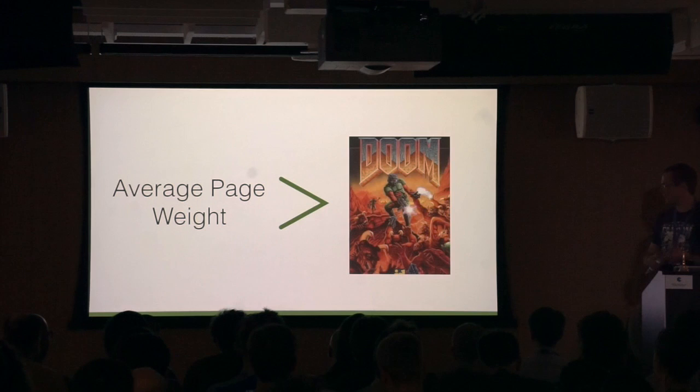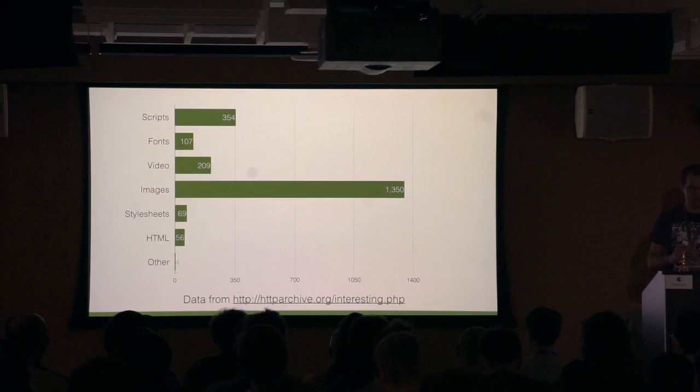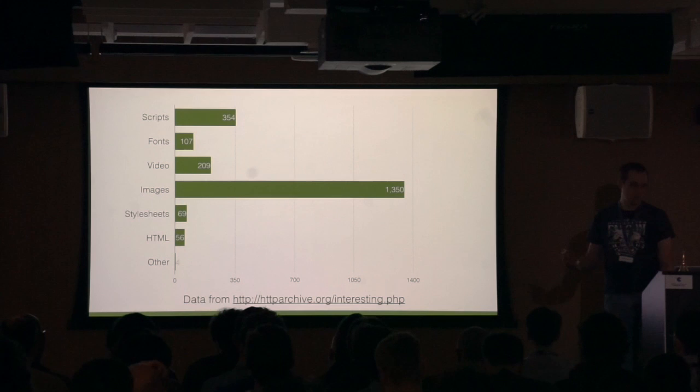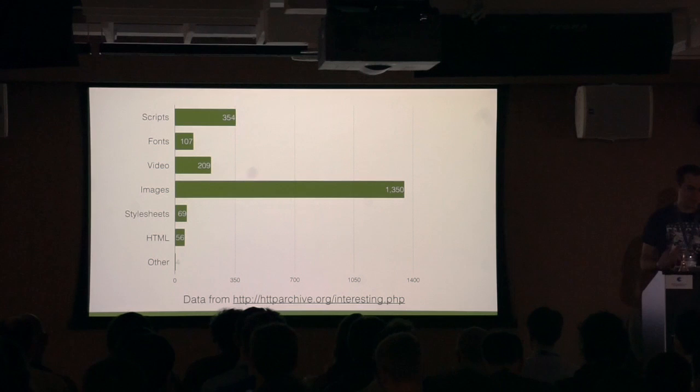If we take a look at the averages, we can see the biggest culprit of increasing our page size is imagery. Our websites can be very image rich, and we have ended up having 1.3 megabytes of images. And second after that we have our JavaScript at 354K.